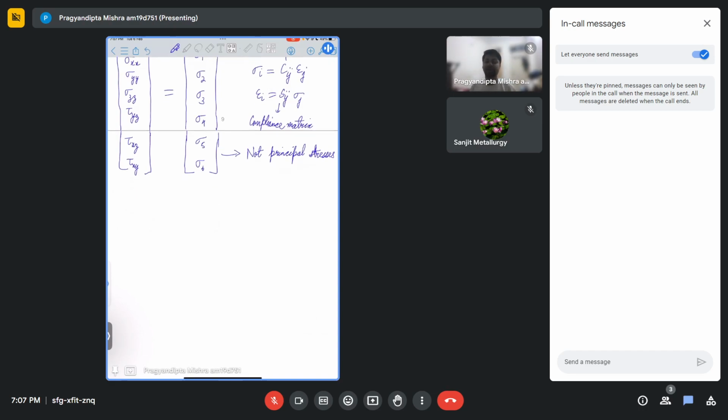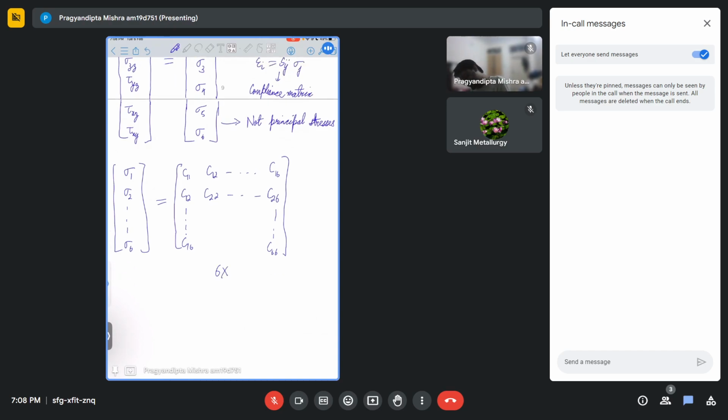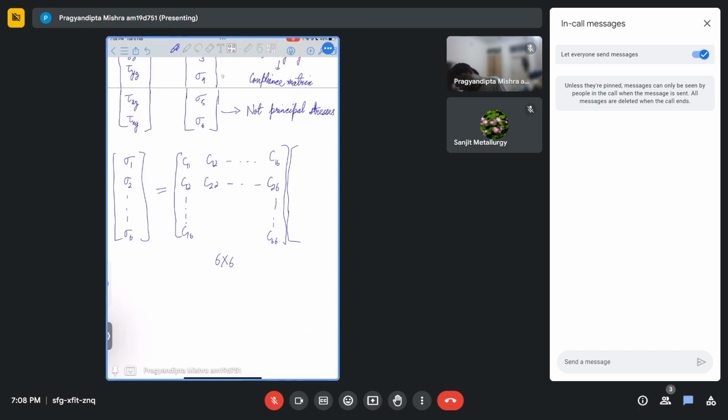Okay. So finally, once you are able to write it in this form, you can write sigma 1, sigma 2, and so forth till sigma 6 equal to your Cij, which will be C11, C12, like that, till C16. And C12, C22, again till C26, and you can keep going like this till C66. This is your stiffness matrix, and it has 6 cross 6 components. Why? Because your stress has 6 components, your strain has 6 components, so this matrix will definitely have 6 cross 6 components, right? And this times epsilon 1, epsilon 2, so forth till epsilon 6.